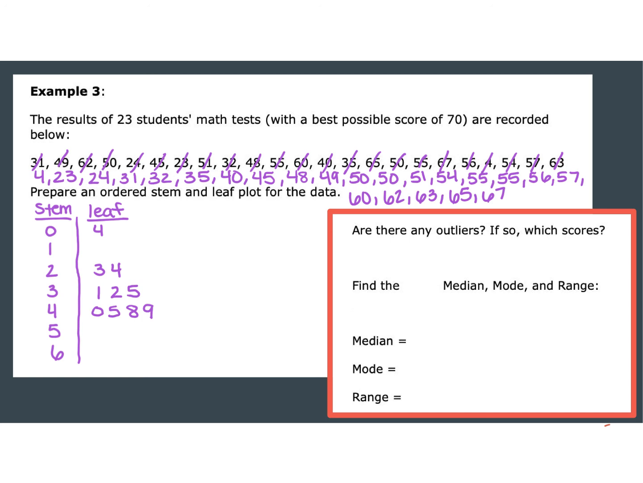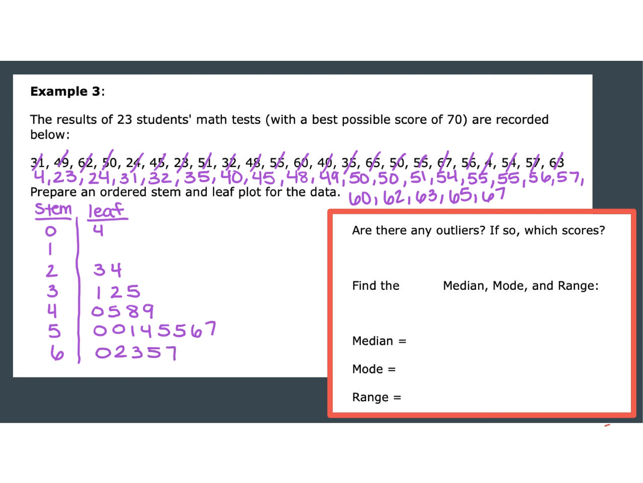For our stem of 5, we will have leaves of 0 for 50, another 0 for 50, a 1 for 51, a 4 for 54, a 5 for 55, another 5 for 55, a 6 for 56, and a 7 for 57. For our stem of 6, we will have leaves of 0 for 60, 2 for 62, 3 for 63, 5 for 65, and 7 for 67.